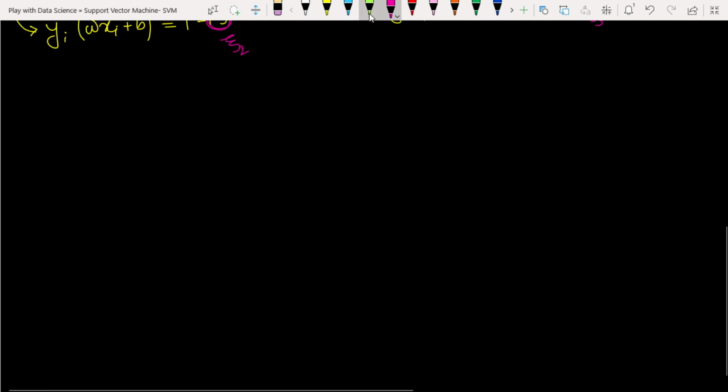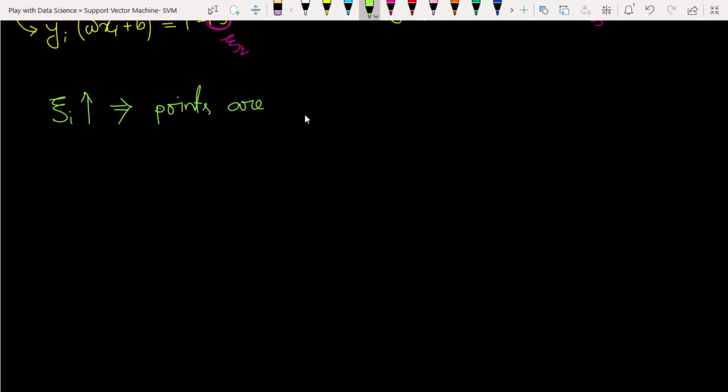Okay, so let's just write this down. If our zeta value increases, that implies our points are further away, sorry, not just far away, that is, the points are far away from the correct hyperplane in the incorrect direction.